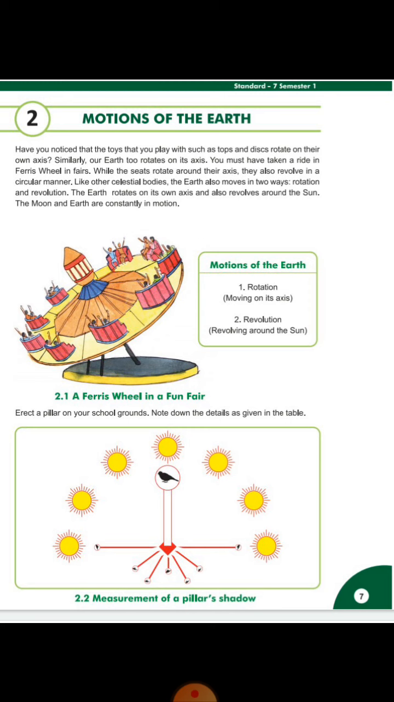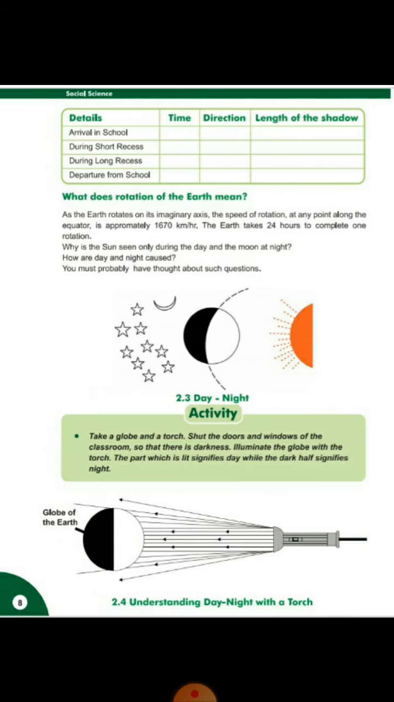In the morning time, where are its shadows? In the noon time, where are its shadows? In the afternoon time, then in the evening time, where are its shadows? You can observe the position of the shadows. After observing this activity, you can complete it on page number 8. First, one box is there. You can complete it for the arrival in school and the school recess. Write the time of arrival in school, that is 7:30, and what direction the shadow is in, and also its length.